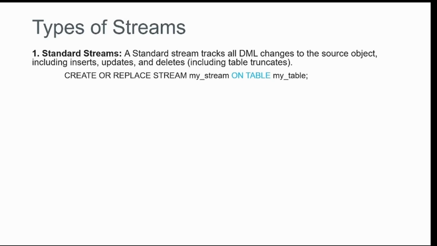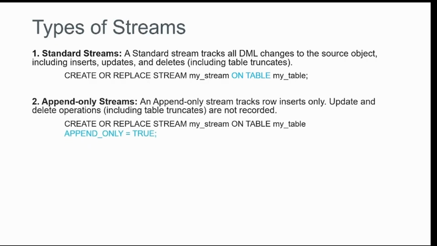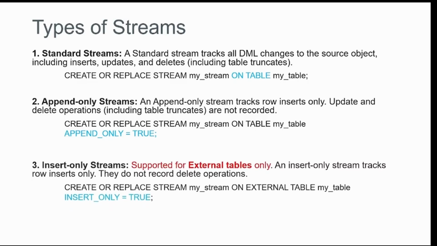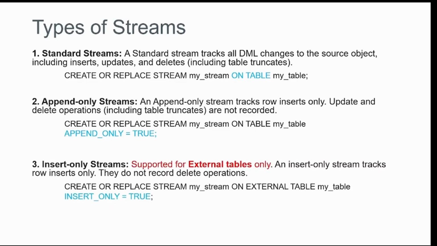Types of streams. There are three types of streams. The first one is standard streams. A standard stream tracks all the DML changes to the source object, including inserts, updates, and deletes. This is the syntax which we had just seen. The second one is append only streams. Append only streams track only row inserts, and updates and deletes are not recorded. For the syntax, the change here is that we just add append only in the above syntax. The third one is insert only. For that, we add insert only, and it is supported for external tables only.